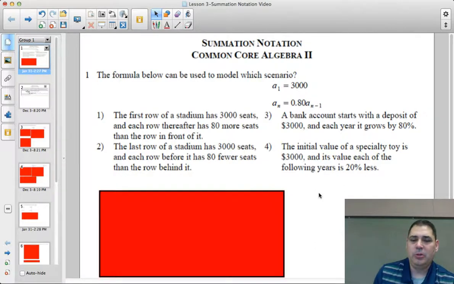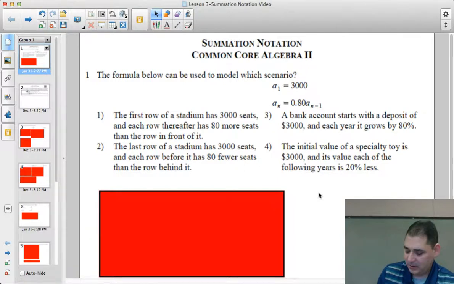Here's a nice do now problem. Pause the video, do it before I go over it. The formula below can be used to model which scenario? A of 1 is equal to 3,000, A of n is equal to 0.80 times A of n minus 1.